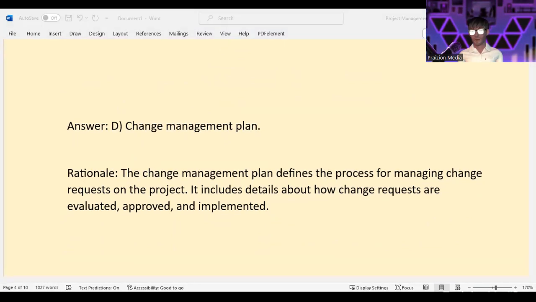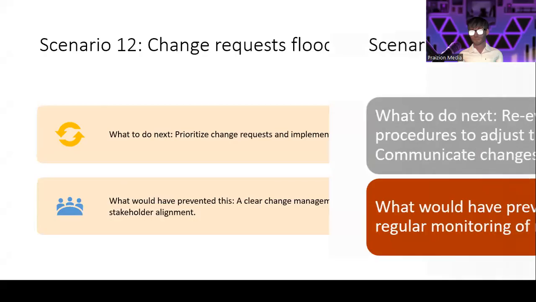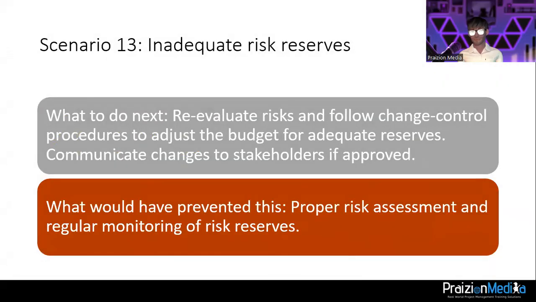Let's take a look at one more scenario, my friends, for today, and that is scenario 13. And it reads, inadequate risk reserves. What would you do next? Reevaluate the risks and follow change control procedures to adjust the budget for adequate reserves. Communicate the changes to stakeholders if approved. Now, what would have prevented this? Proper risk assessment and regular monitoring of risk reserves.